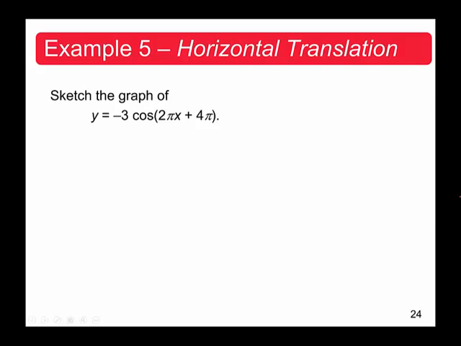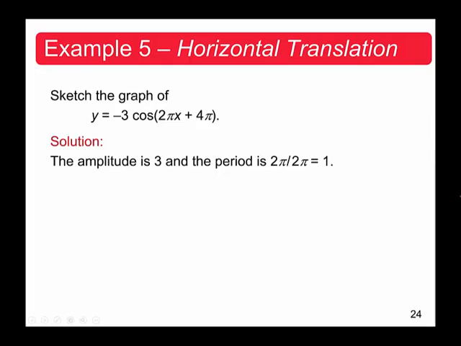Now let's take a look at this. We want to sketch the graph of y equal to -3 times cosine of 2 pi x plus 4 pi. Amplitude equals 3. We're taking the absolute value of -3. We got 3. Period is 2 pi over 2 pi, and we get 1.